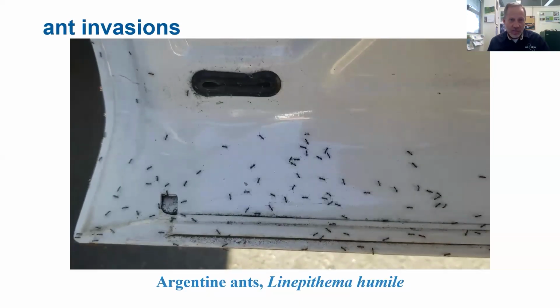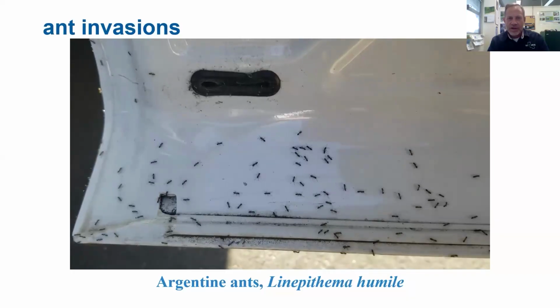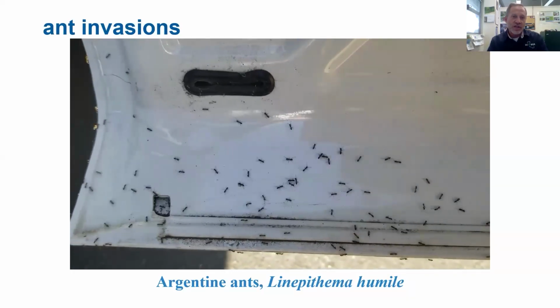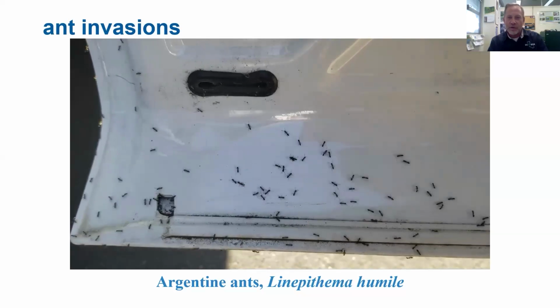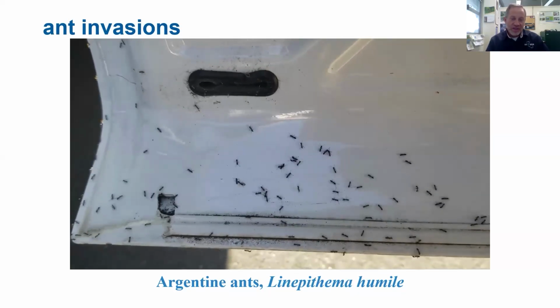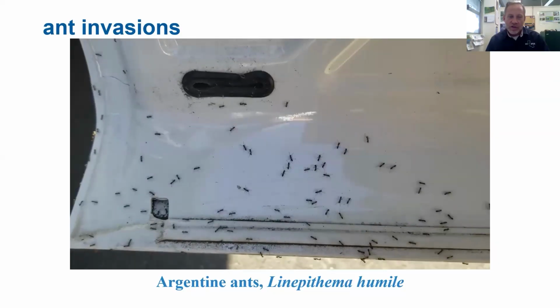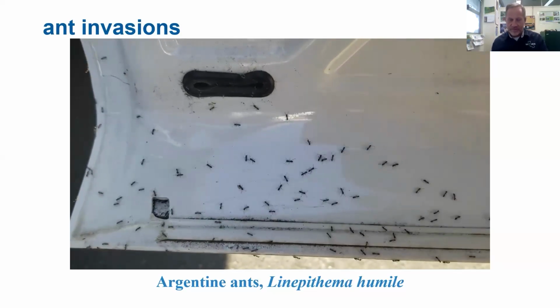Even vehicles can become invaded. So this was a pickup truck that was parked on top of a large Argentine ant nest, and the soil flooded after the first rain of the year. And so these ants moved directly up into the truck and established a temporary nest just to get out of the water.